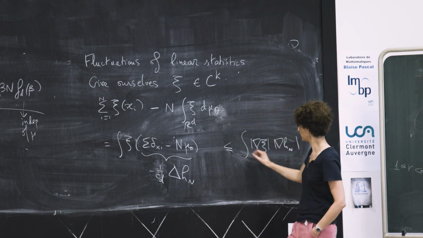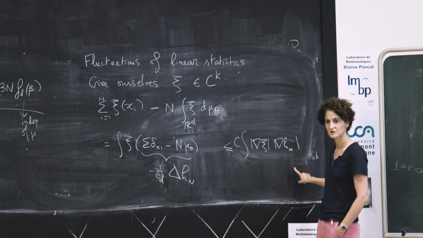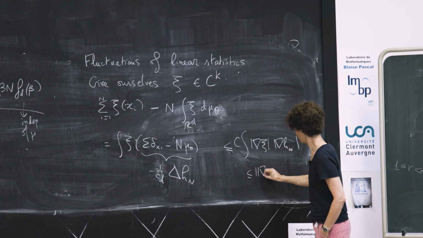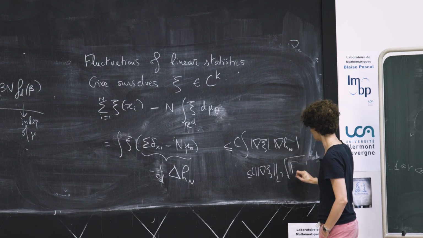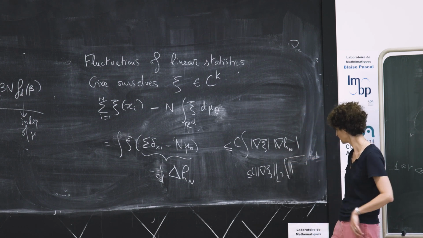After integration by parts, I could do Cauchy-Schwarz and control by the L2 norm times basically the square root of f. Right? Roughly, that's what I described a little bit.